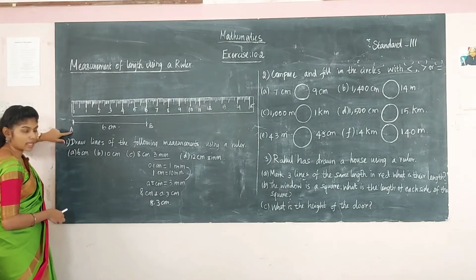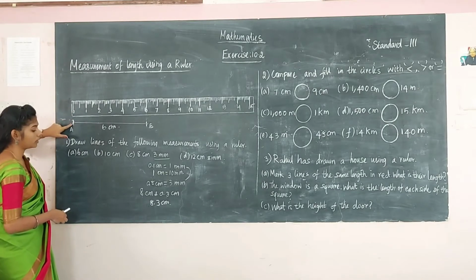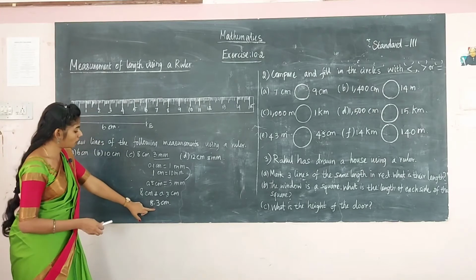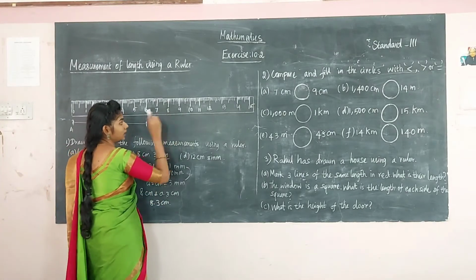This point is A. From 0 marking only you have to keep the point. First point is A and you have to draw up to 8.3 centimeter. 8.3 will be in between 8 and 3 only.